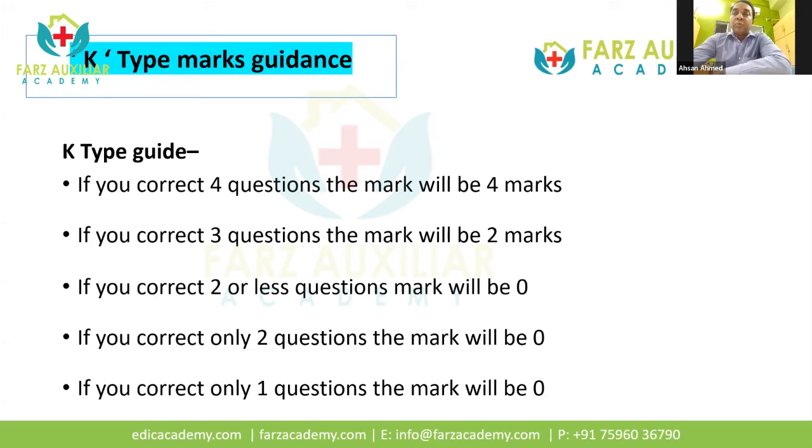So the marking is given, one question gives 4 marks. In type A questions, if you give the correct answer, you will get 4. If you give a wrong answer, you will get 0. But in K type, the marks are given differently. If you get all 4 choices correct, that is true, false, then you will get the full 4 marks. If you get 3 correct, then you will be given half marks. So that is 2 marks for getting 3 choices correct. But if you get 2 or fewer correct, then you will be given a 0. So you have to make all choices right to get the full marks. And if you get at least 3, 75%, then you will get half marks. Next, please.